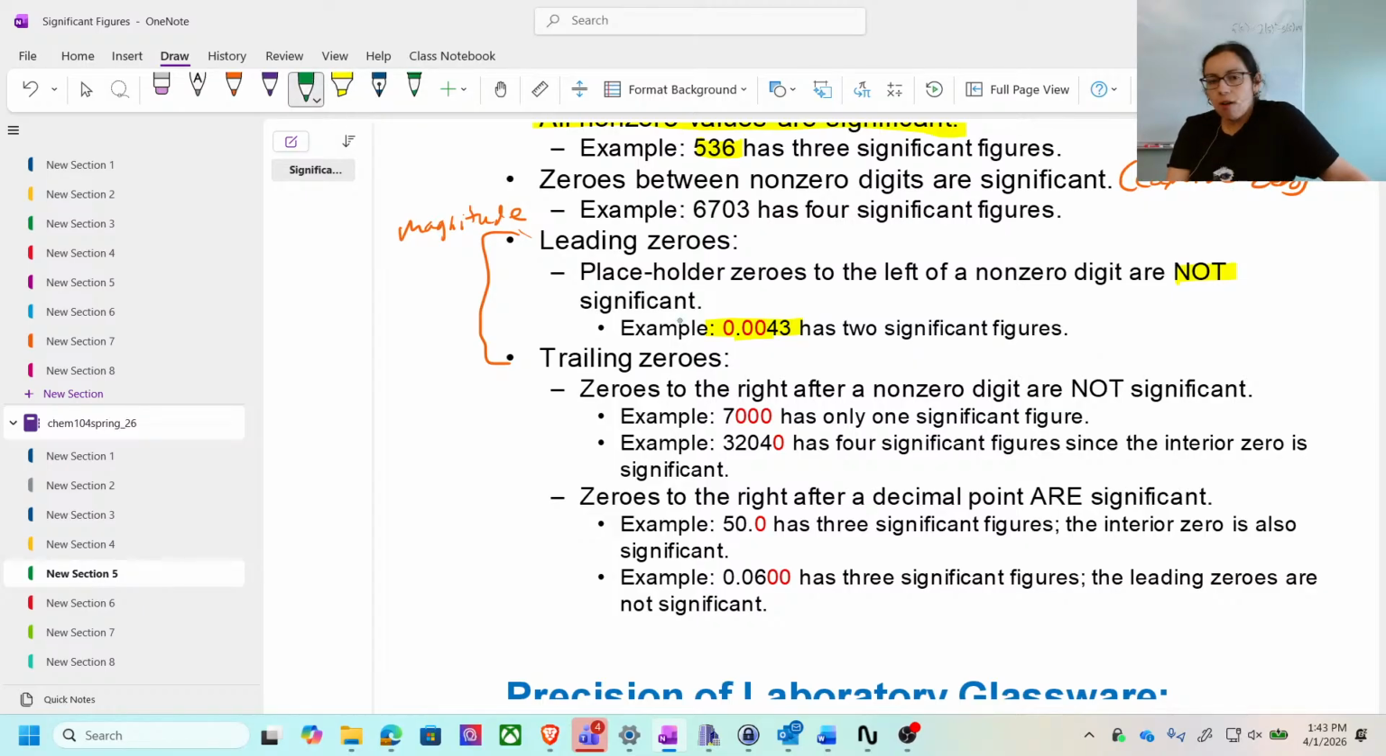And the rule, and how I think about that, is these zeros are just showing how small, right? They're just telling us what magnitude we're at. Because it's showing how small, those are not significant, so they don't count towards your total number of sig figs and accuracy. And then same thing with our trailing zeros. Zeros to the right after a non-zero digit are not significant. So again, this shows how big.